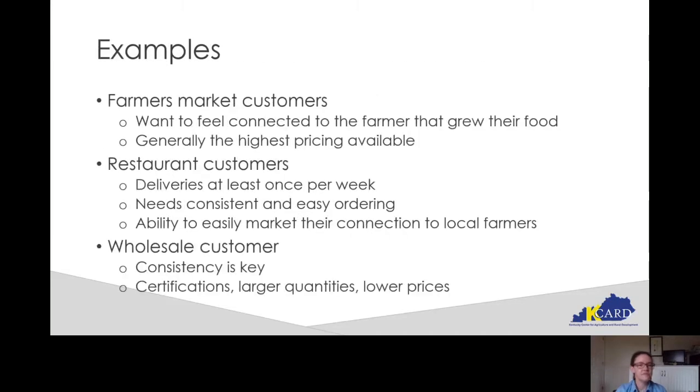So a few examples. At farmers markets, the need is generally that people want to feel connected to the farmer that grew their food. You can usually get some of the highest prices available at a farmer's market. Restaurants, they need deliveries at least once a week. They don't have much cold storage, and the same is true for most institutions. They need consistent and easy ordering. Restaurants are very busy places. They don't have a lot of time, so you need to make this as easy and consistent as possible. And they need the ability to easily market their connection to local farmers. So giving them bits and pieces to share, whether on social media, on their menus, anything else, that can be helpful.